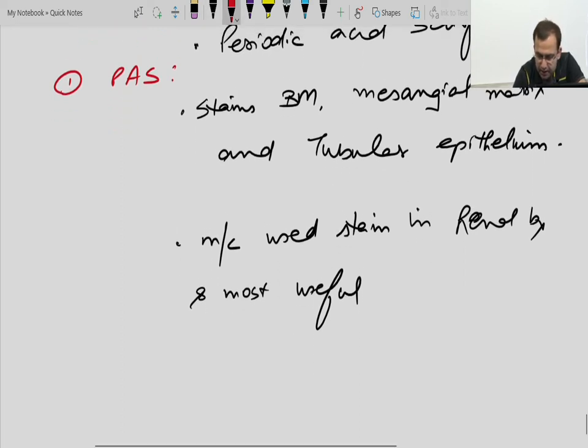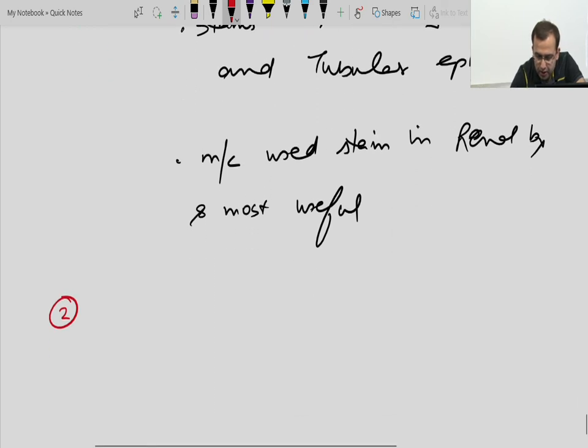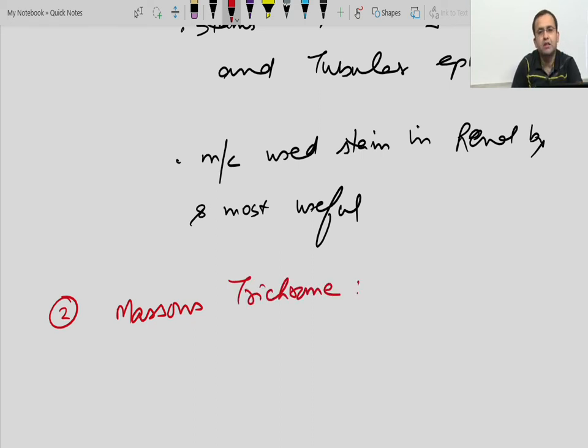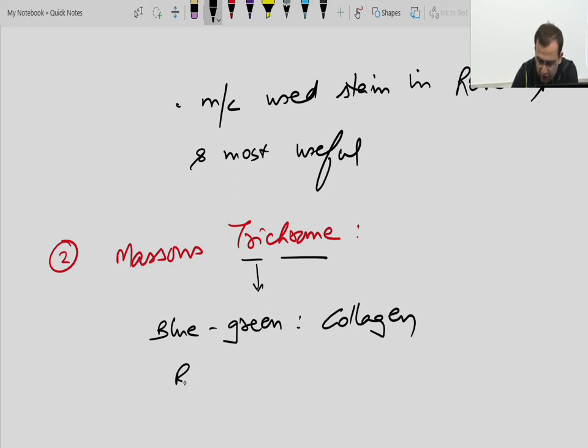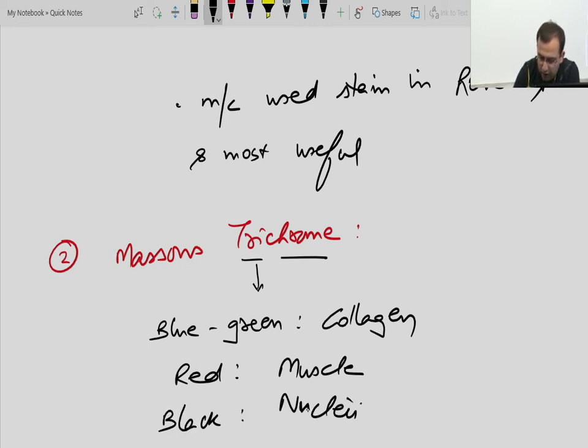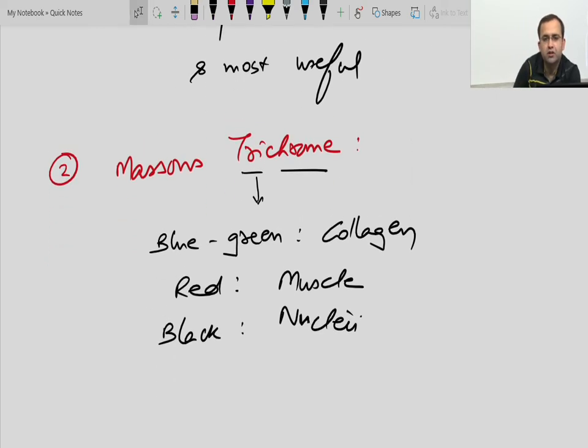Next, the next stain for kidney is Masson's trichrome. The name tells you everything. Trichrome, that is 3 colors. The 3 colors are blue-green for collagen, red for muscle and black for nuclei.